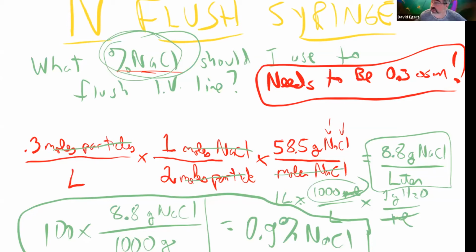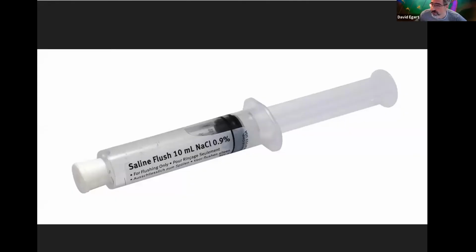And so if I go here, in fact, here we go. I'm going to go view image here. I'm going to share my screen here. You know, normally I would just throw these out at you, but here, this is a saline flush syringe. And what does it say on there? 0.9% NaCl. So that's not just random. They didn't just say, oh, how about 0.9% NaCl to flush the IV line?